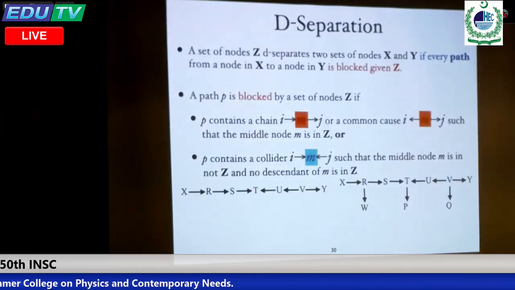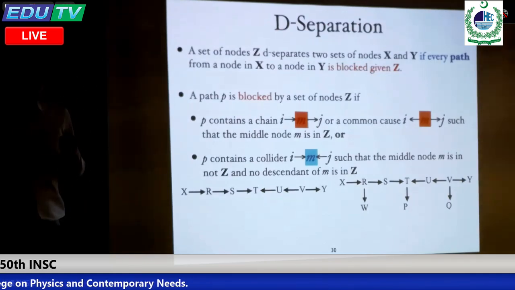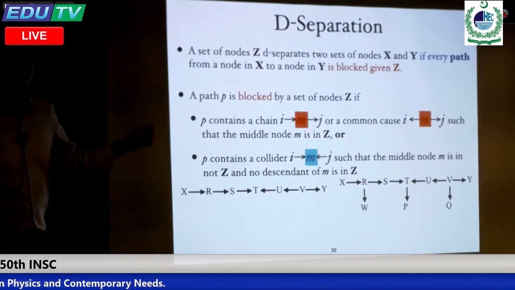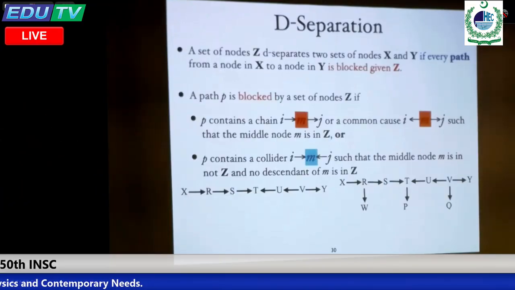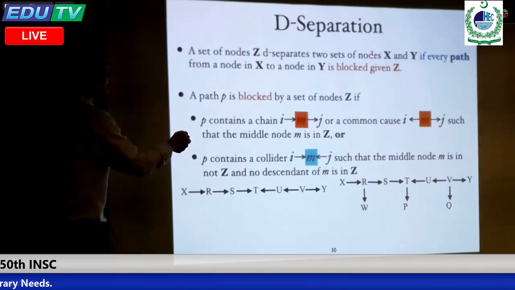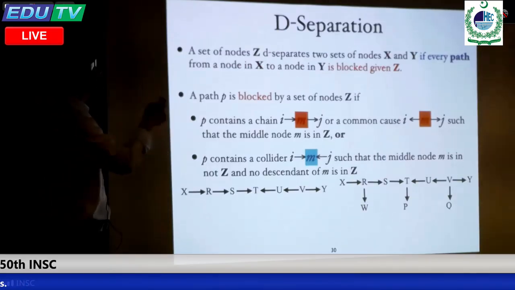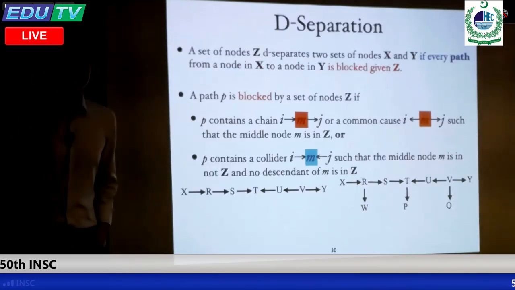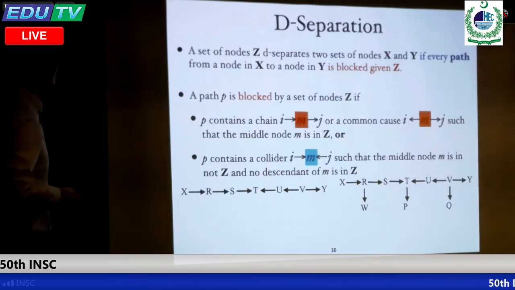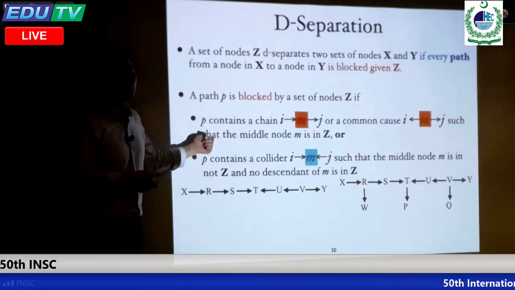This is probably the only technical slide, but this definition is very, very important. Why? Because with this definition, we can easily see whether any arbitrary variables in the graphical representation are conditionally independent given any arbitrary variables. So we say a set of nodes Z d-separates two sets of nodes X and Y if every path from a node in X to a node in Y is blocked given Z. Now we have to see how to define a blocked path. We say a path is blocked by a set of nodes Z if at least one of the two conditions holds true.